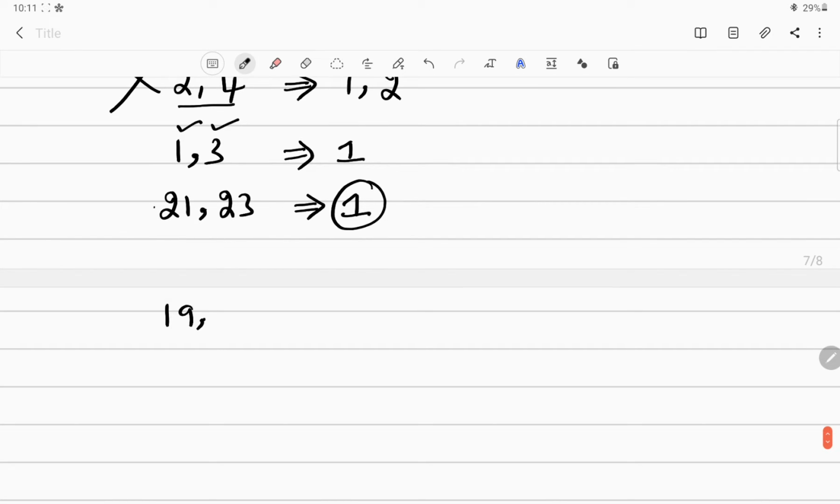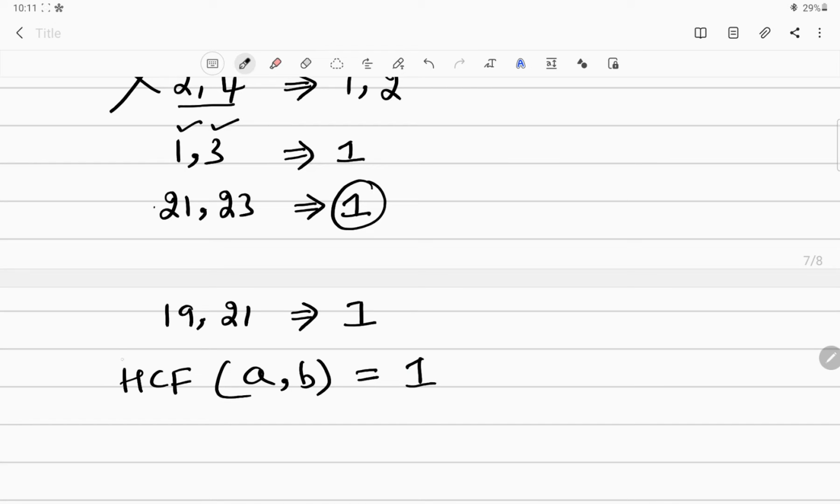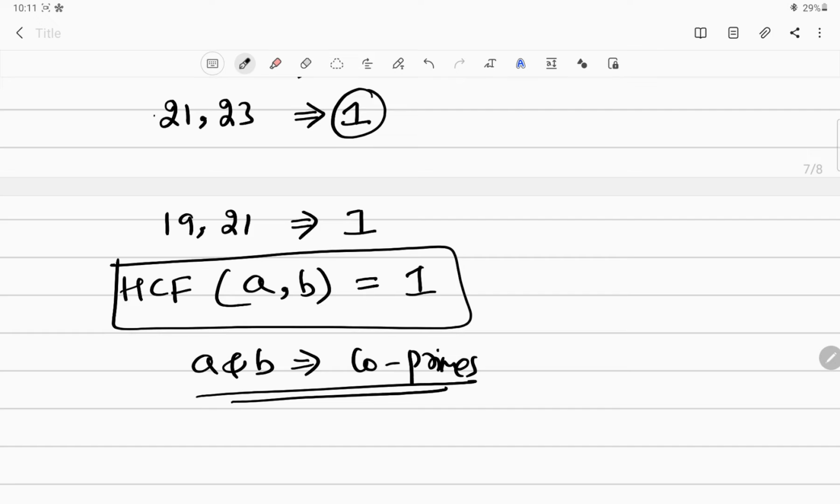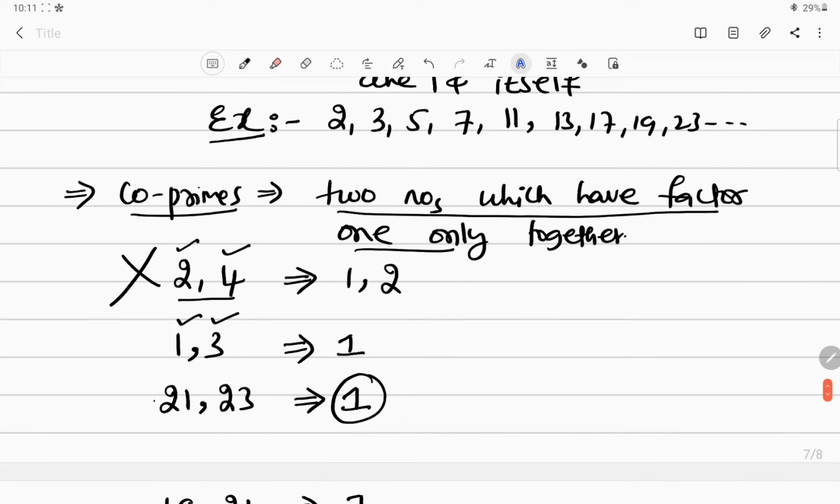If I say 19 and 21, are they coprimes? Just check. 1 is the only common factor. For any numbers, for example A and B, if the highest common factor of those numbers is 1, then A and B are said to be coprimes. So you can write one more definition. One simple definition you have written: two numbers which have factor 1 only together.